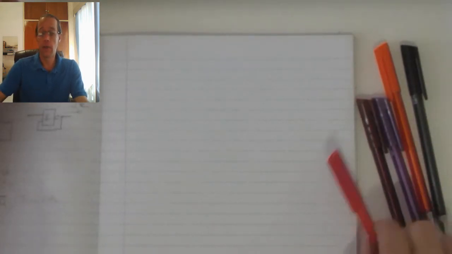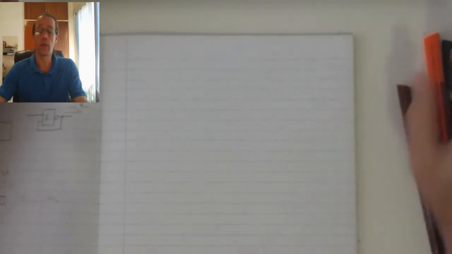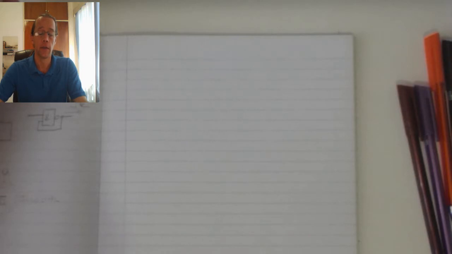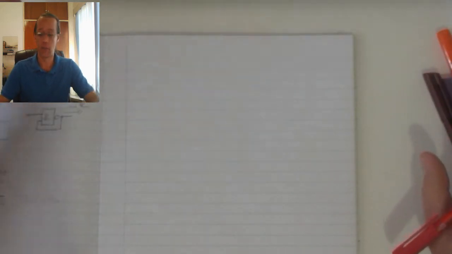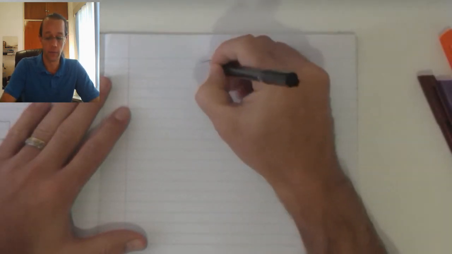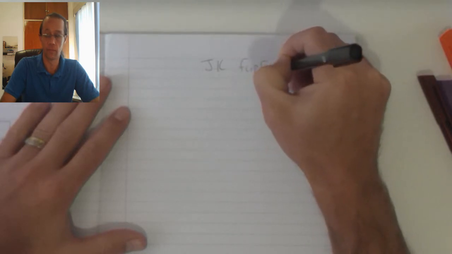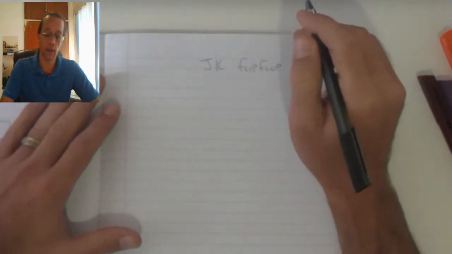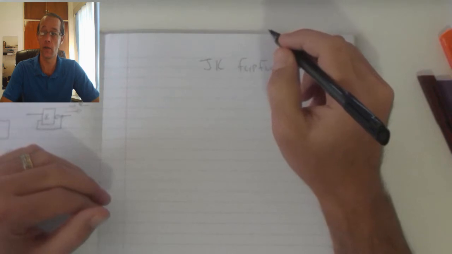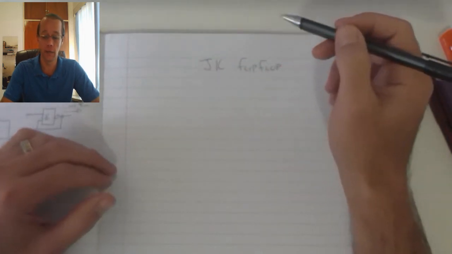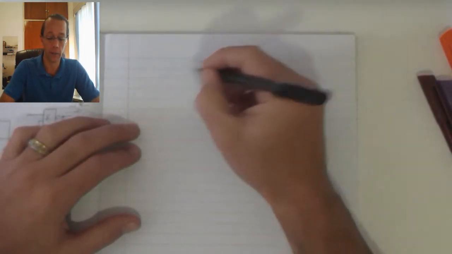The JK flip-flop overcomes the issue that the RS has, in the sense that it overcomes the illegal state of the RS flip-flop. The JK flip-flop again comes in two types of configurations. You've got the positive edge trigger and the negative edge trigger.